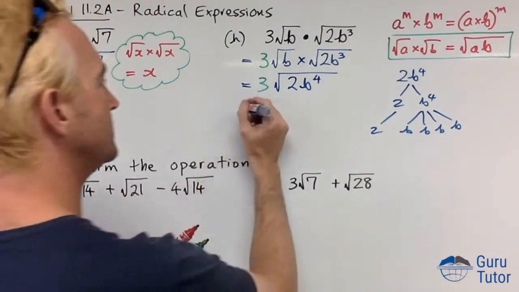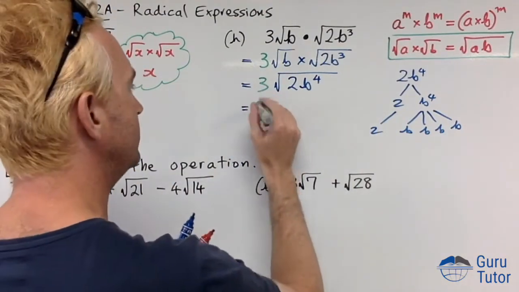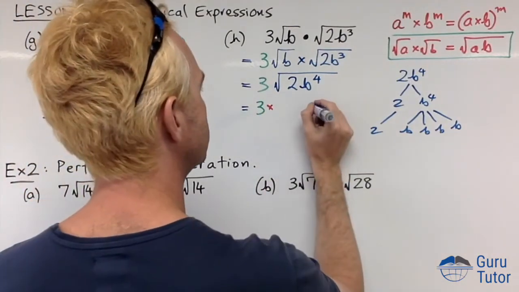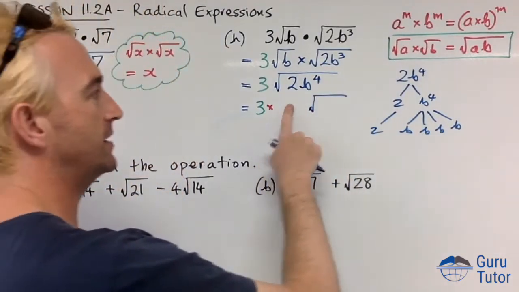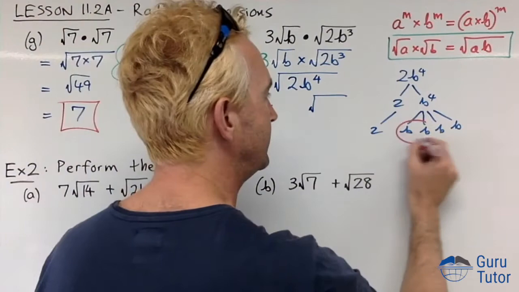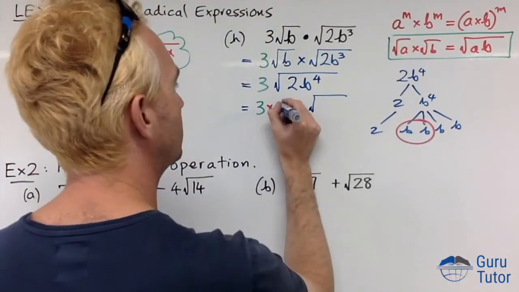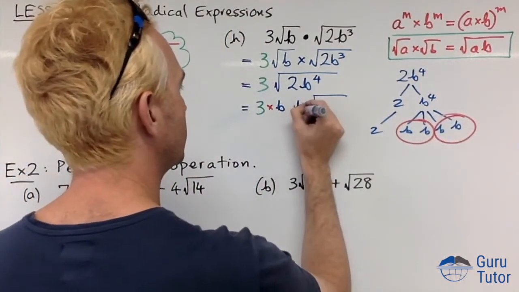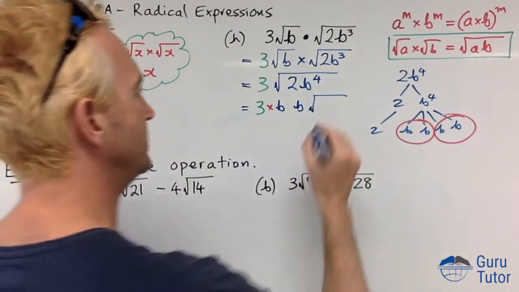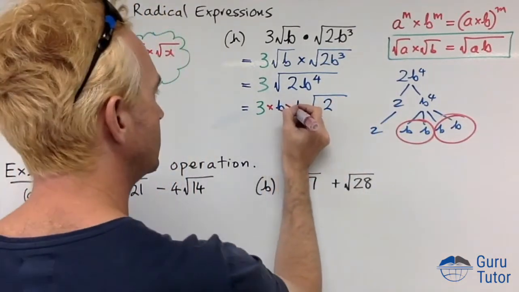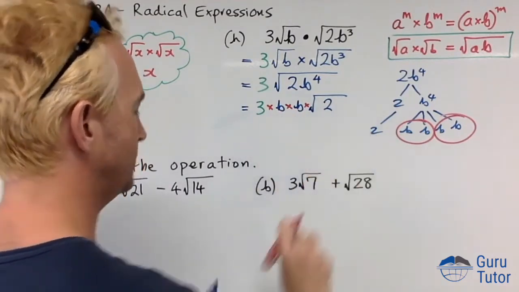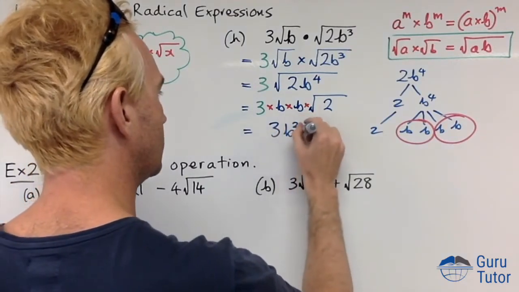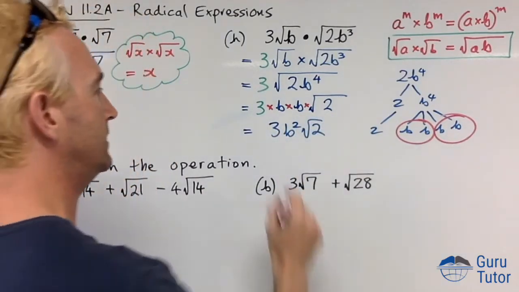I think 2 more steps should be enough. 3 times. Okay, and now let's figure out how this simplifies. Square root symbol. We're going to have some stuff outside, some stuff inside. We've got a pair of b's, so the pair of b's come out the front and become 1 b. And we've got another pair of b's, so we get another b at the front. Anything left over? Just the 2 left inside. So this just becomes 3 times b times b times root 2, which simplifies to 3b squared, radical 2 or root 2, whichever way you like to say it.